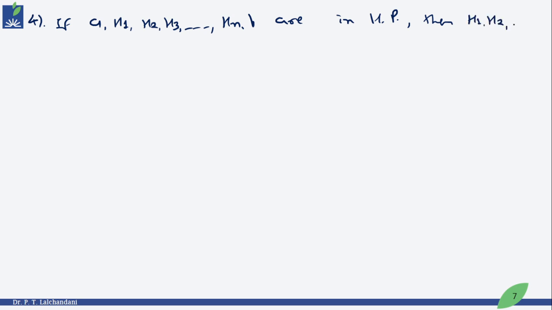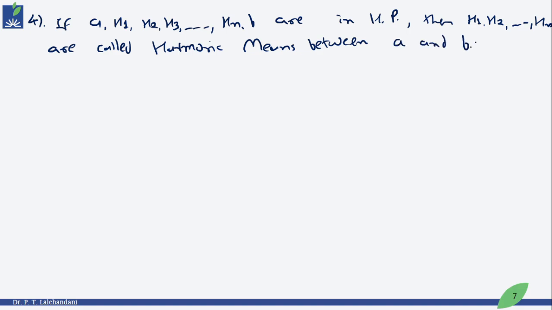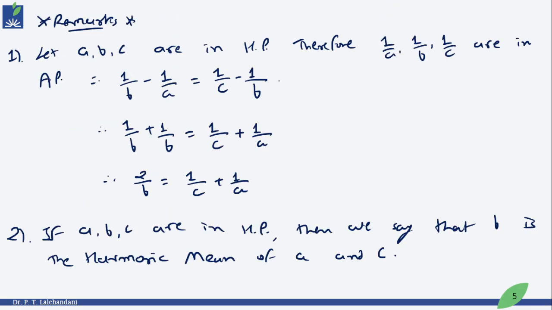So if A, H1, H2, H3, up to Hn, B are in harmonic progression, then H1, H2 up to Hn are called harmonic means between A and B, right? So here we are discussing only one harmonic mean, B, right?